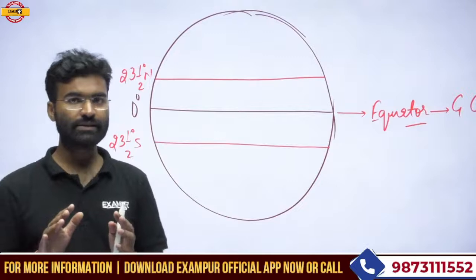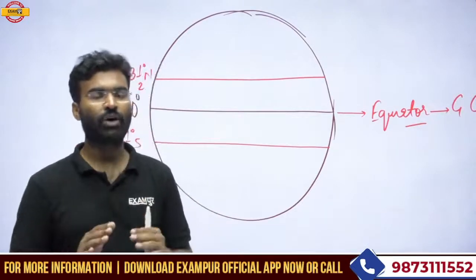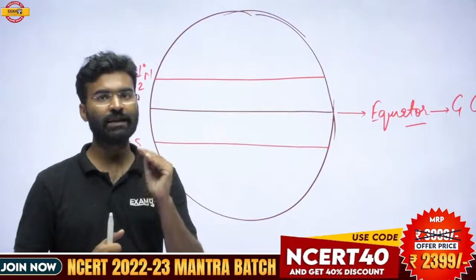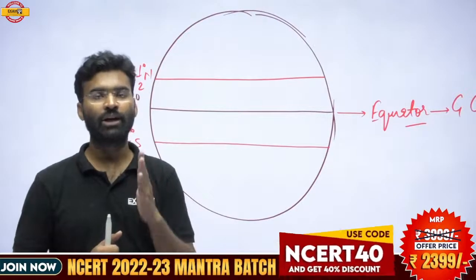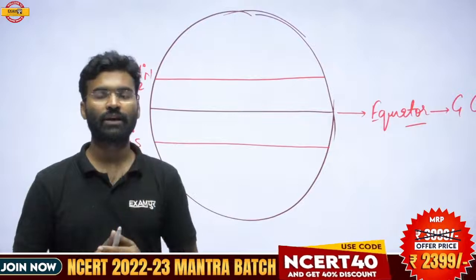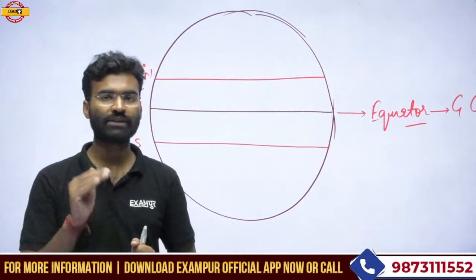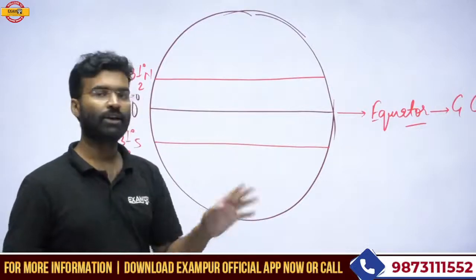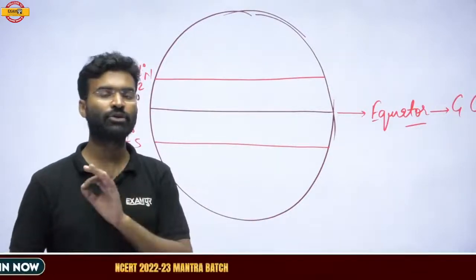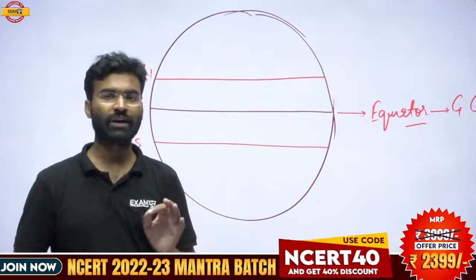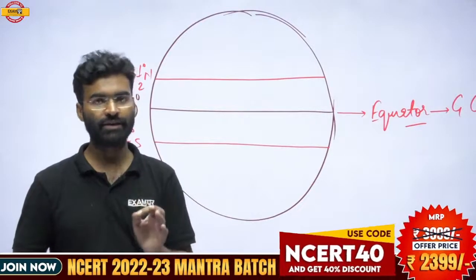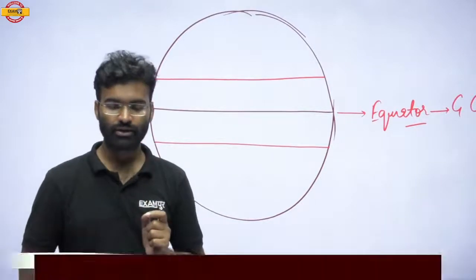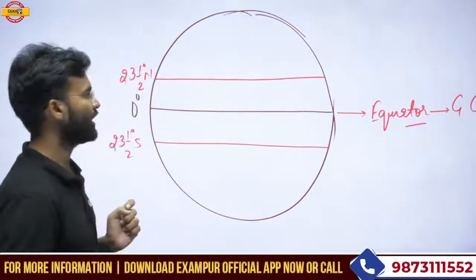perpendicularly. So this is the outermost latitude which experiences the 90 degree falling of the sun rays, the vertical falling of the sun rays. Beyond these latitudinal lines, no place experiences the vertical sun rays falling on that particular place at a 90 degree angle. So this is the outermost point.